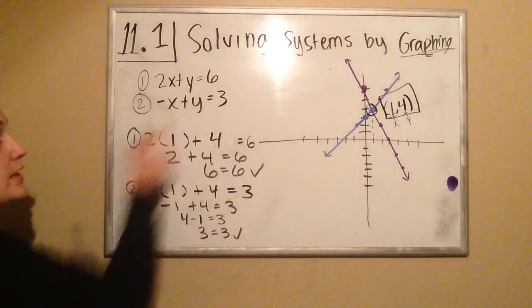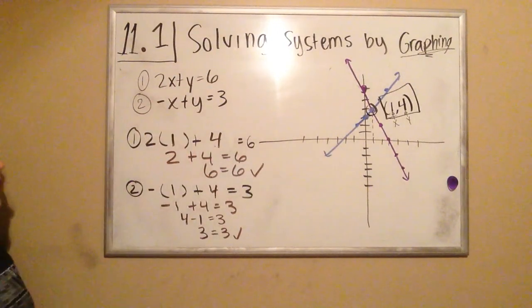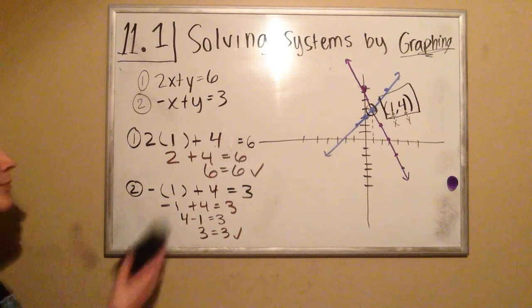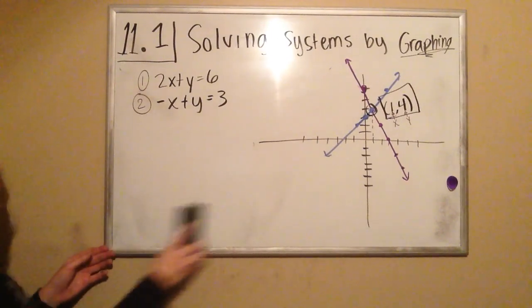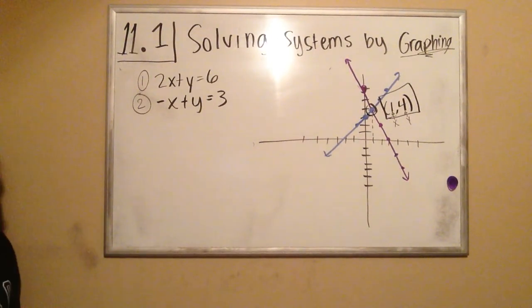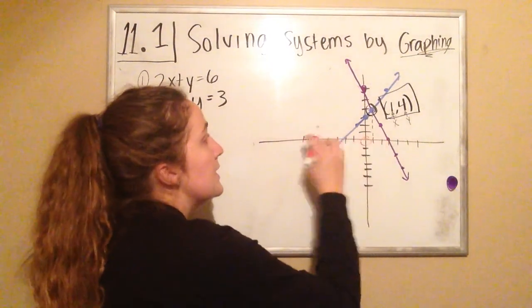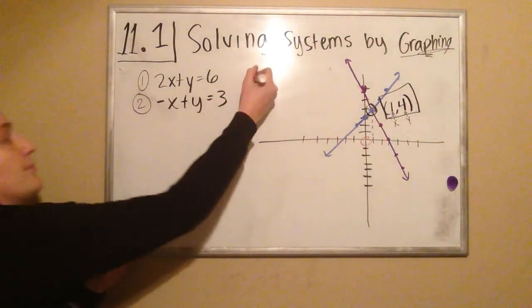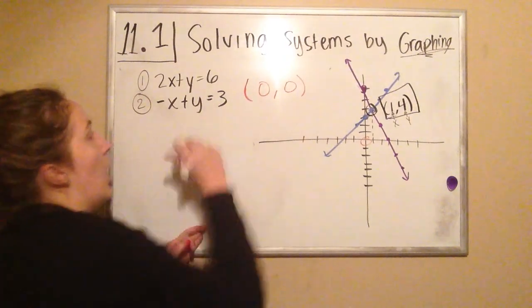It works for these equations. It works for these equations. That's why that point is the solution. If we were to pick another point, it wouldn't work when we plugged it in. So let's say I pick the point 0, 0. The point 0, 0 right here is not a solution for either line. So if I pick the point 0, 0, it should not work.